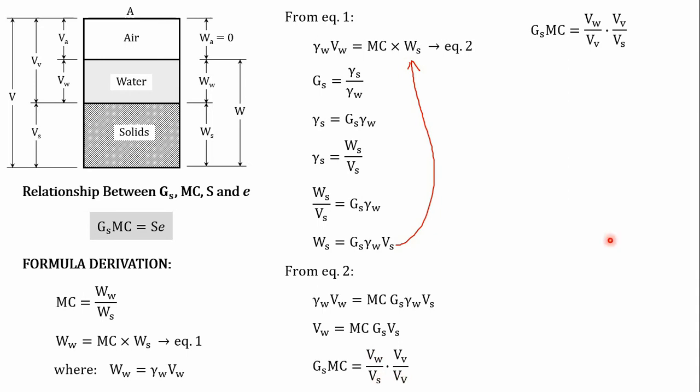Take note that the degree of saturation is equal to the volume of water divided by volume of voids. And then, the void ratio is equal to volume of voids divided by volume of solids. So, we come up to the formula of Gs mc is equal to Se. So, this represents S and this represents the void ratio. And that will be our formula. Okay, so Gs mc is equal to Se. Gets nyo?